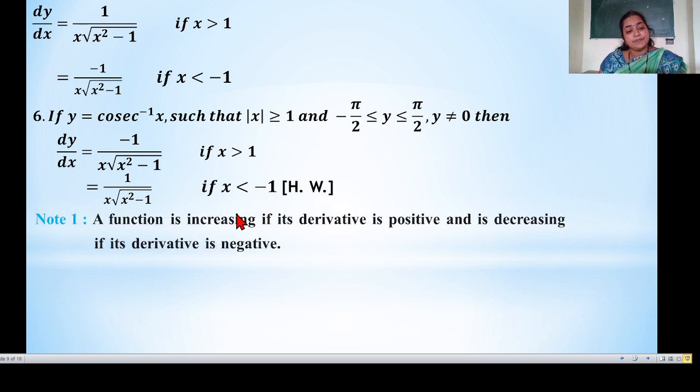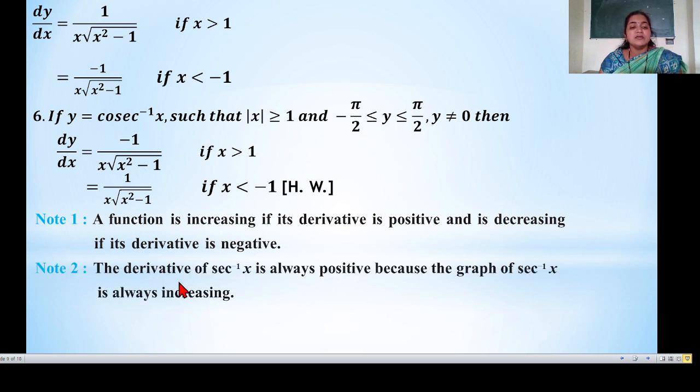Now note here, a function is increasing if its derivative is positive, and the function is decreasing if its derivative is negative. This is a very important concept which is used in the next chapter, the application of derivatives. So when a function is increasing, the derivative is positive; when a function is decreasing, the derivative is negative.